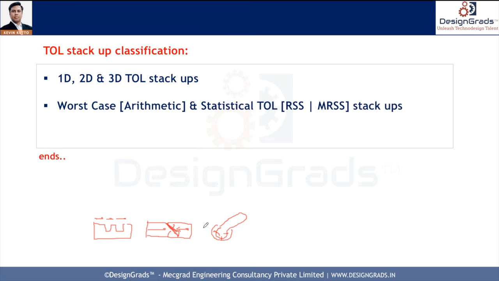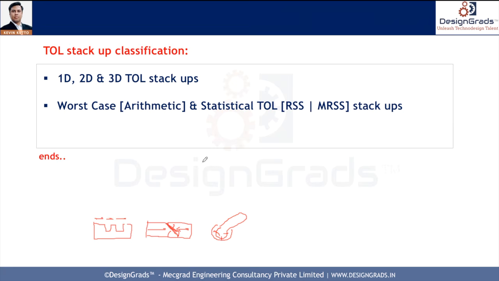Then we have types of worst case or statistical. So what does worst case mean? Worst case relies on analysis with the worst case of each tolerance value. That means we are going to imagine that each contributor dimension is going to vary to the worst case, and ask what is the combined effect of that at the assembly level.